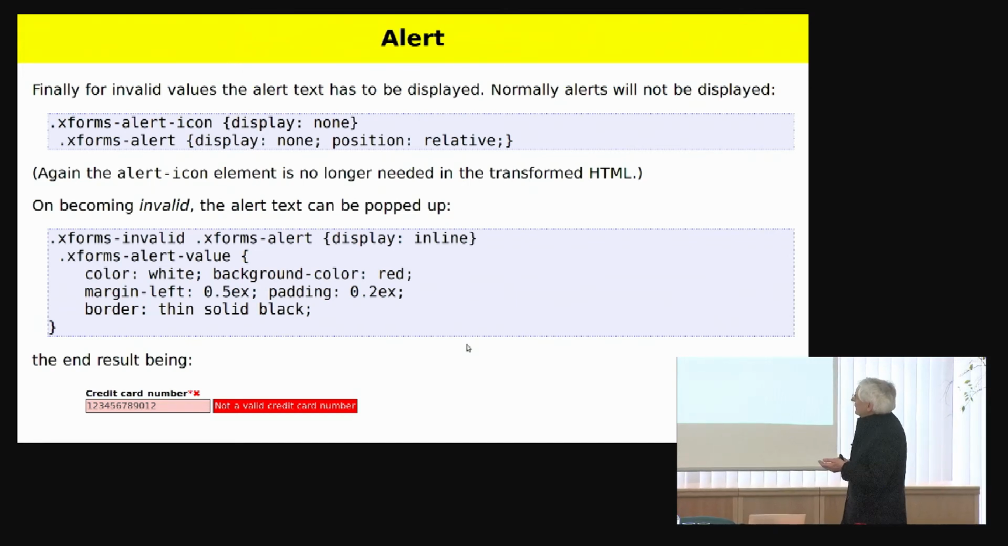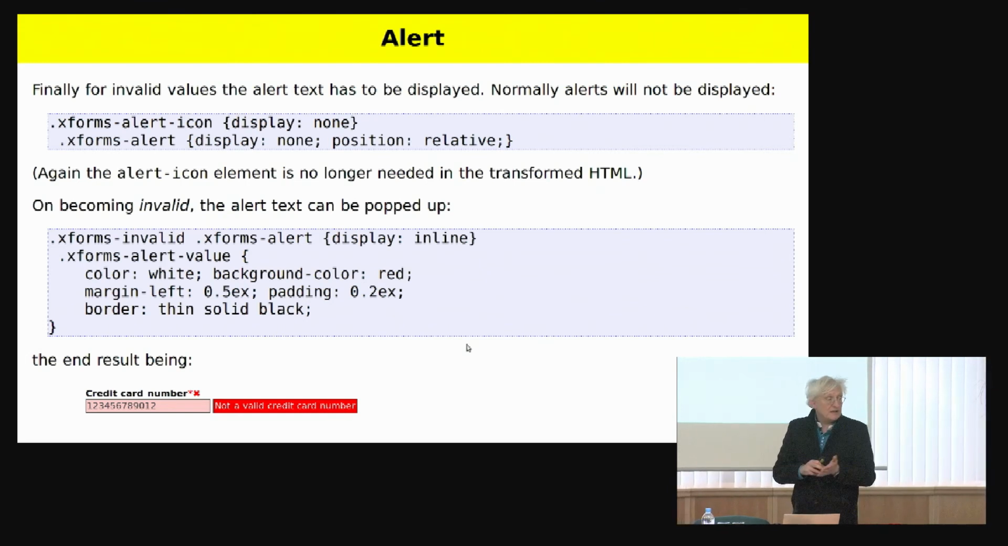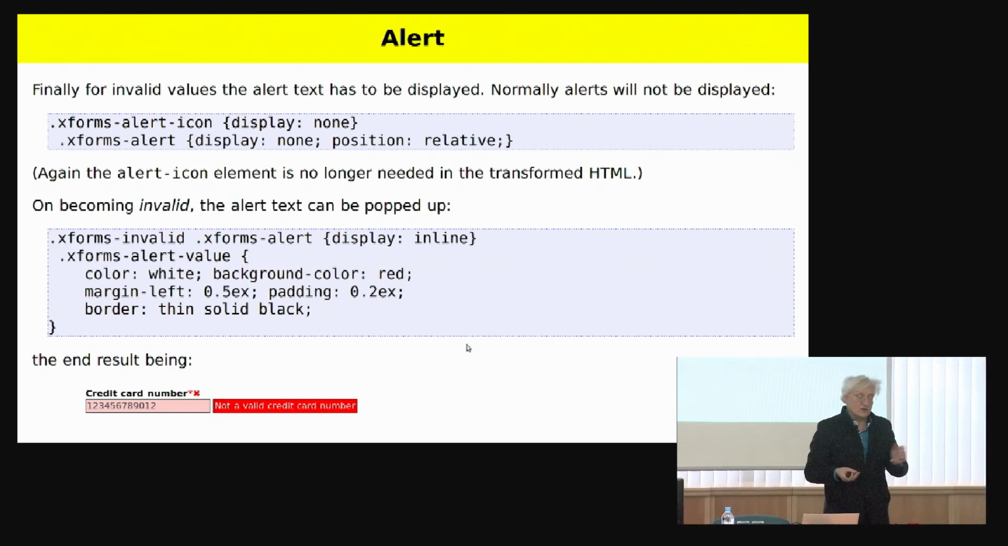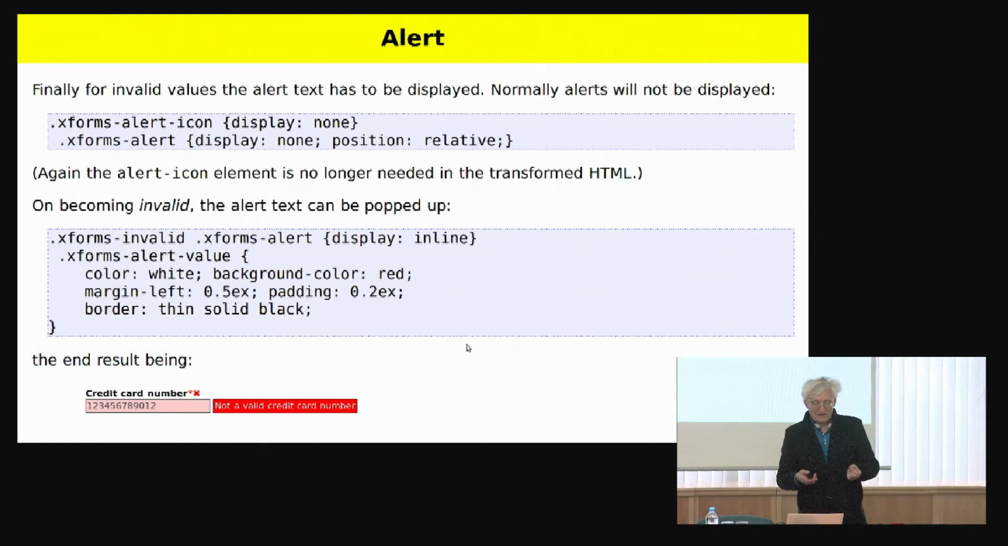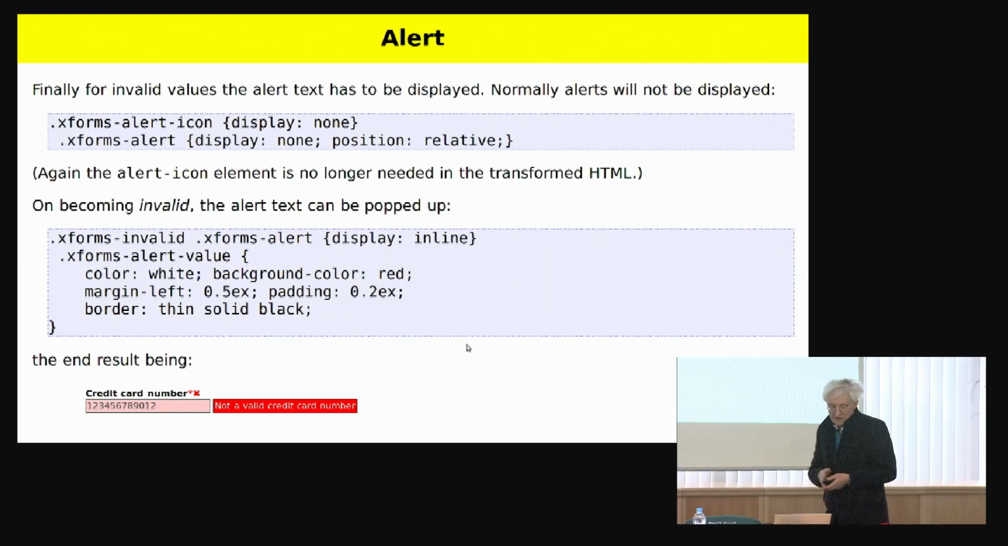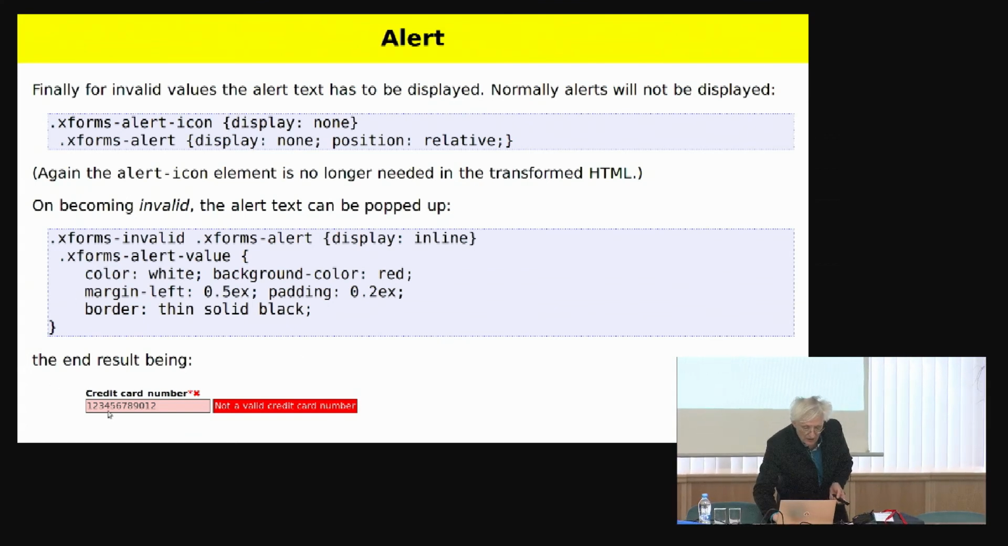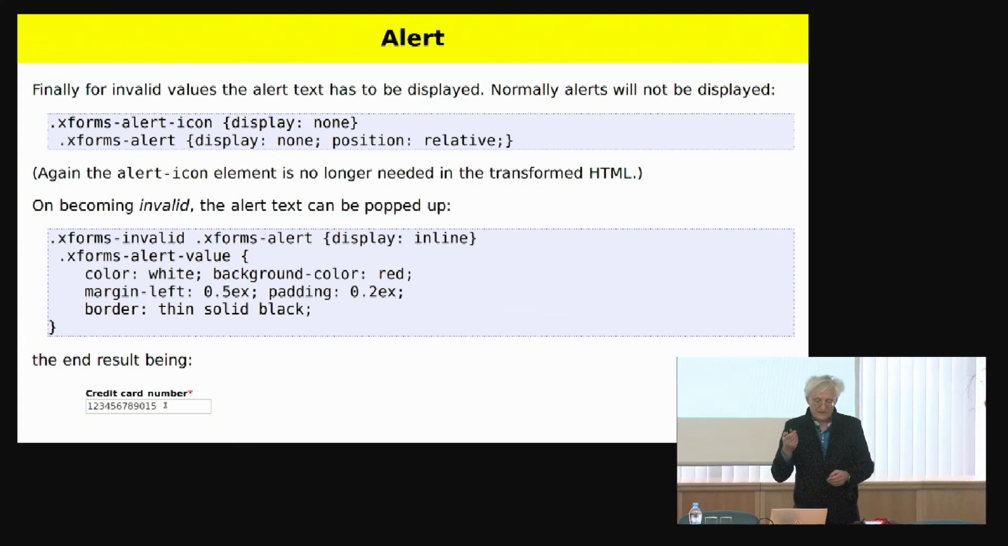And finally, for invalid values, we need to display the alert text that has still got to be there as a sub-element. We don't need the alert icon, but we do need the alert text, so that's in an element somewhere. Normally that's not displayed unless it's invalid, and then we can pop up the text. So now, rather than hovering, the text just occurs. So this is now a live XForm.